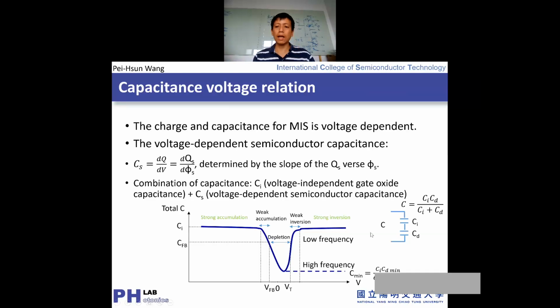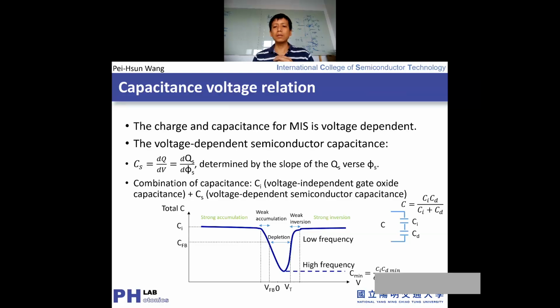But maybe you ask why in low frequency we still have the connection of CI and CD, but we have a high capacitance. The reason is that when you have a strong inversion layer around here, you can see the capacitance is connected from both the CI and the CD.